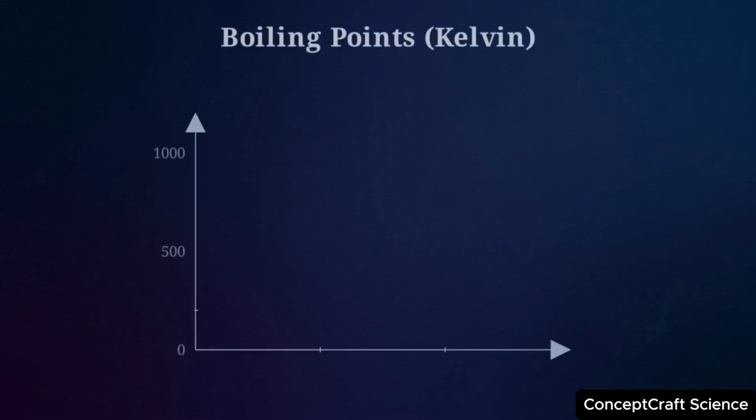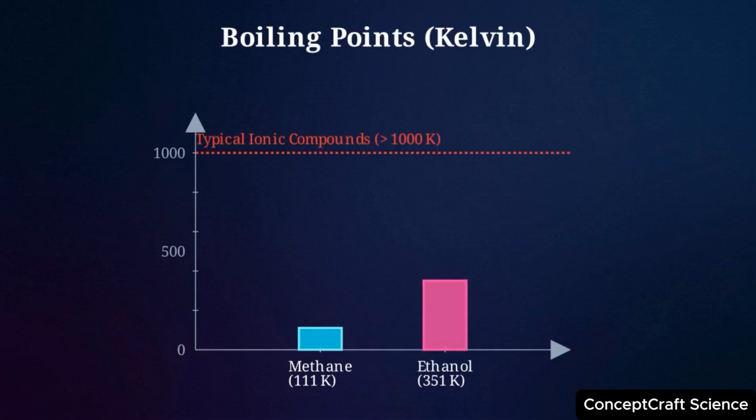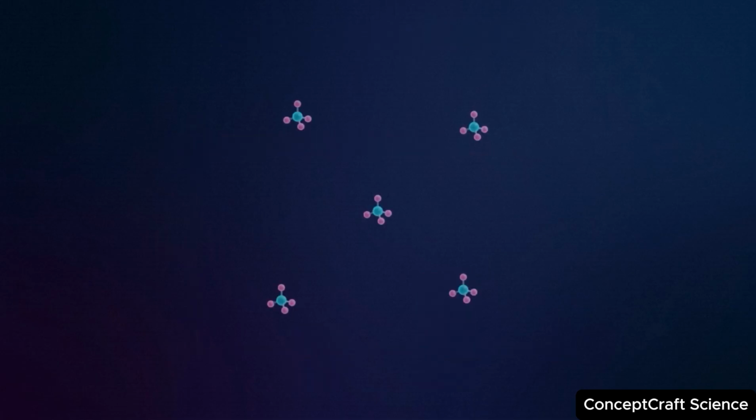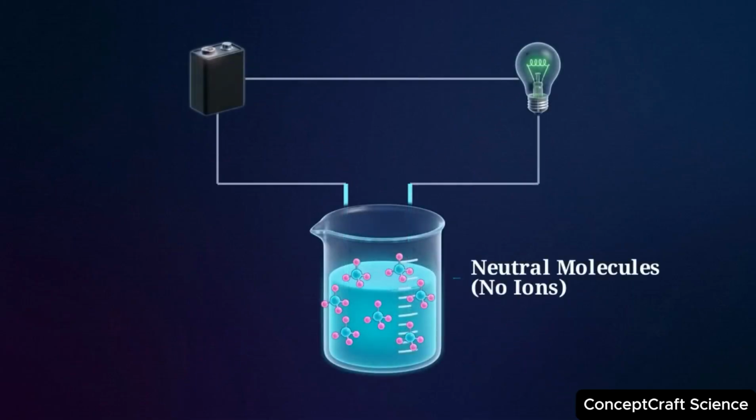This table shows boiling points of carbon compounds. Methane boils at 111 Kelvin, ethanol at 351. These are notably low compared to ionic compounds. While covalent bonds inside molecules are strong, intermolecular forces are very weak, requiring little heat to break apart. Because no ions are formed during electron sharing, covalent compounds are generally poor conductors of electricity.